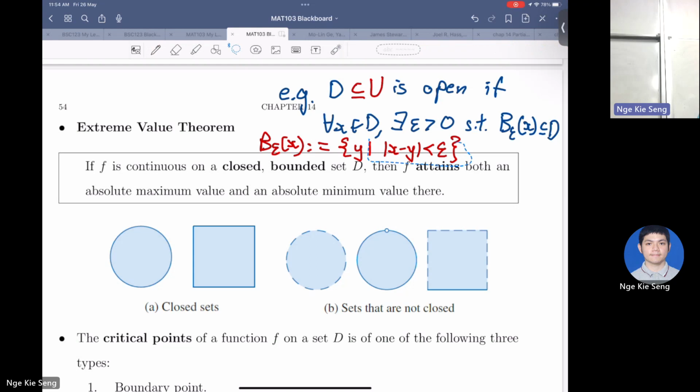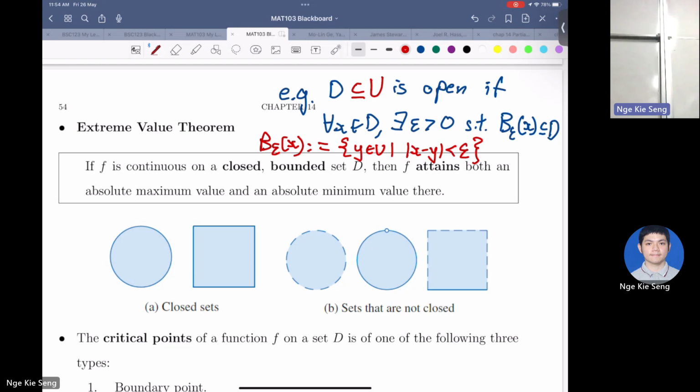So a set is open in U if for every point X in your subset D there exists an epsilon such that the ball of epsilon around X is in D. Y is in U. Does it make sense or not?